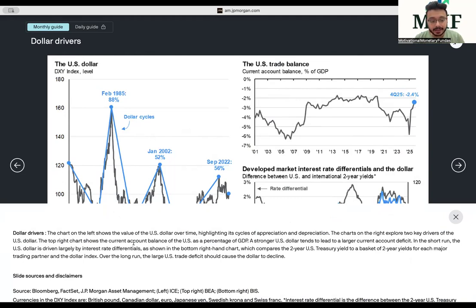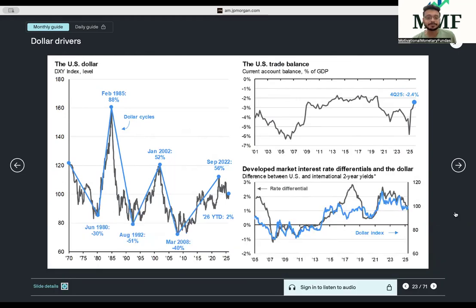If you see on the right-hand side, the top right chart shows the current account balance of the US as a percentage of GDP. A stronger US dollar tends to lead to a larger current account deficit in the shorter term. In the short run, the US dollar is driven largely by the interest rate differentials, as we talked about, as shown in the bottom right of the chart, which compares the 2-year US Treasury yield to a basket of 2-year yields for each major trading partner and the dollar index. Over the long run, the US trade deficit should cause the dollar to decline, right?